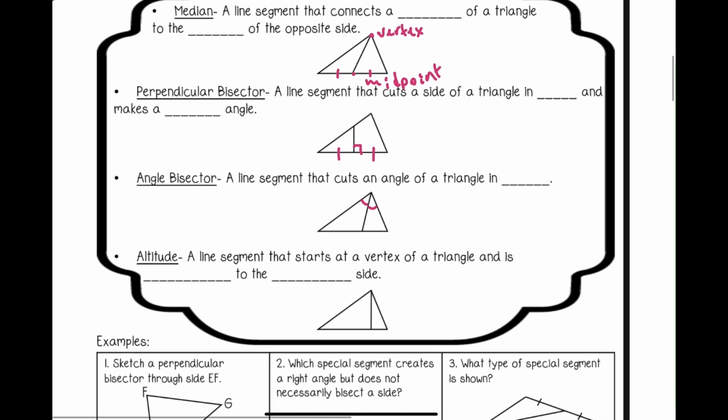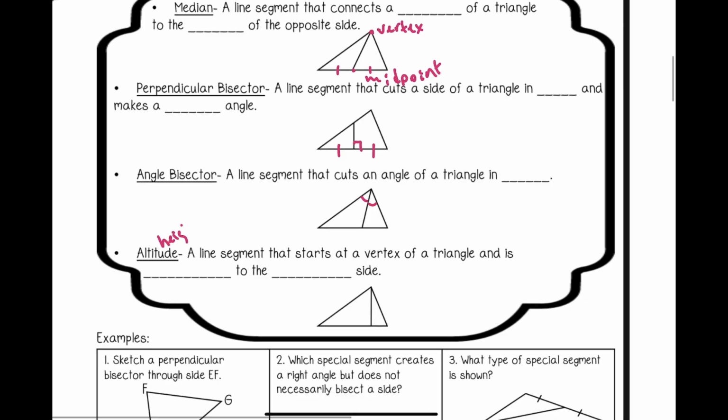Then we have the altitude. It is also known as the height, and is a line segment that starts at a vertex of a triangle and is perpendicular to the opposite side. So here's my vertex, and here's my opposite side over here, and it is perpendicular. It doesn't cut it in half. It just comes from the vertex and is perpendicular to the opposite side.